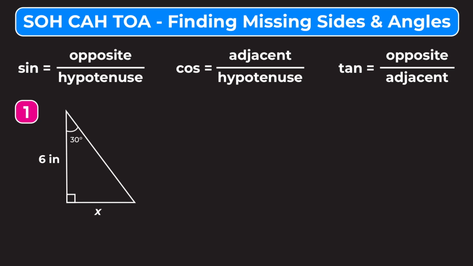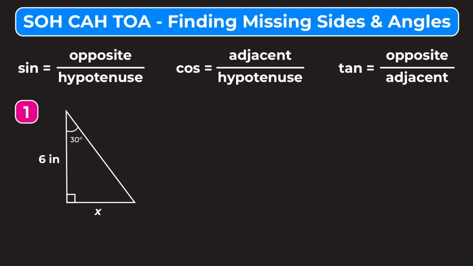So looking at example 1, we have this right triangle where we're given an angle of 30 degrees, and we're given one side measuring 6 inches, and we're trying to solve for one of the other sides. So what we want to do is figure out how these sides relate to 30 degrees. Are they the opposite side, adjacent side, or hypotenuse? So that's what we always want to do first.